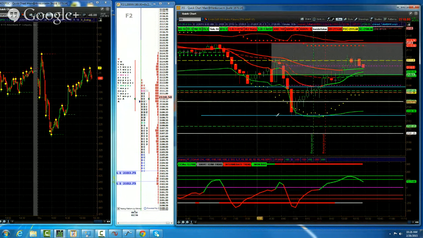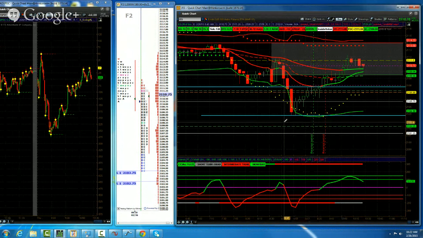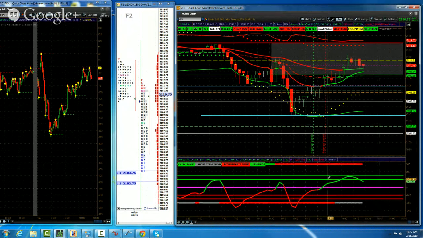So I should have looked at myself and said, this is it. This is good enough, right? You're never going to be able to pick the low. It's very rare to buy the low and sell the high. So I hope that answers your question about the purple line.